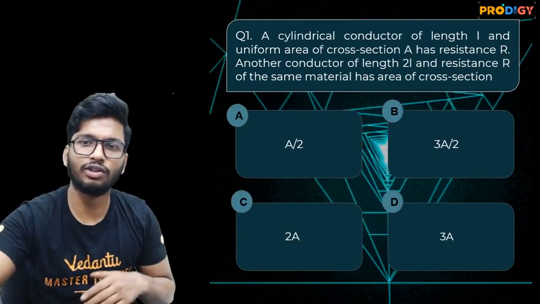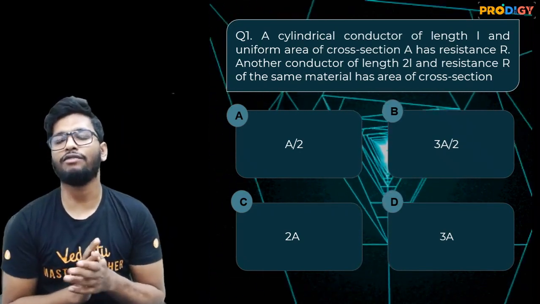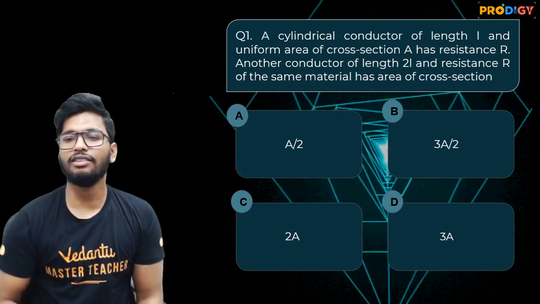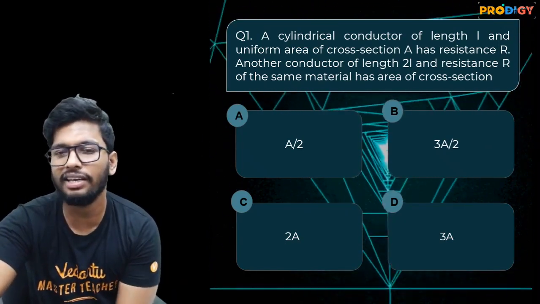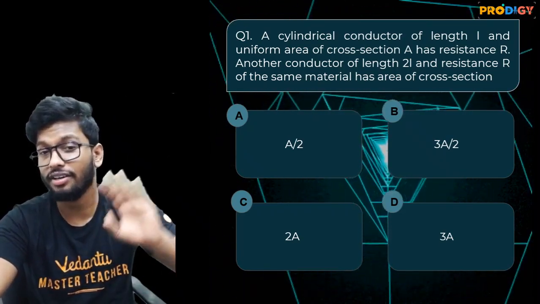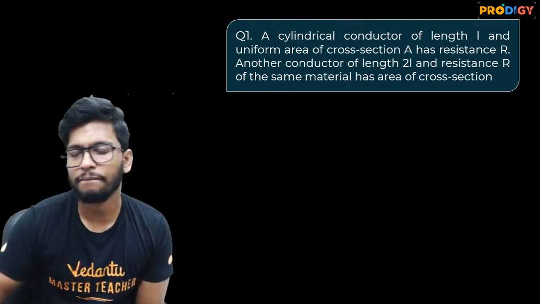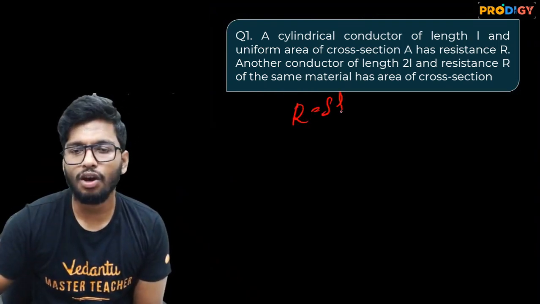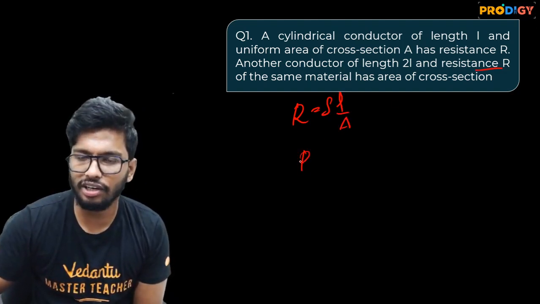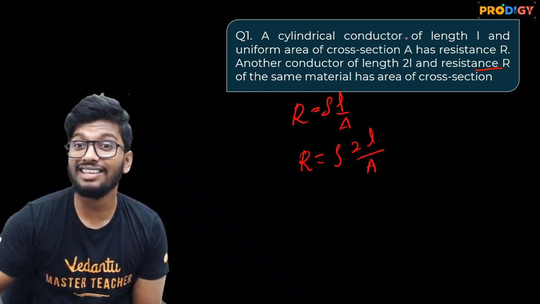With that said, let's do the last quiz question. Here we go. A cylindrical conductor of length L and uniform area of cross section A has resistance R. Another conductor of length 2L and resistance R has the same material and has area of cross section what? You're supposed to find out the area of cross section over here. Is it A by 2, 3A by 2, 2A or 3A? Let's try to find this out. Now here's the thing. R is equal to rho L by A. The new resistance is also R itself. The new resistance of the new conductor is also R. So what is the new R then? Rho into 2L by A, because the length is twice the length.